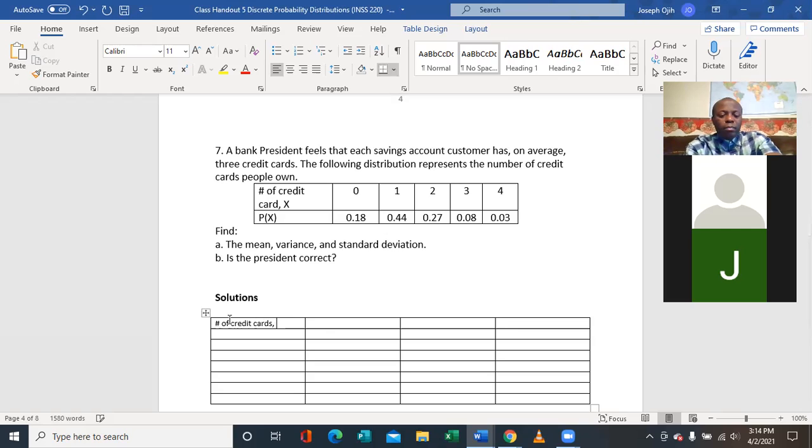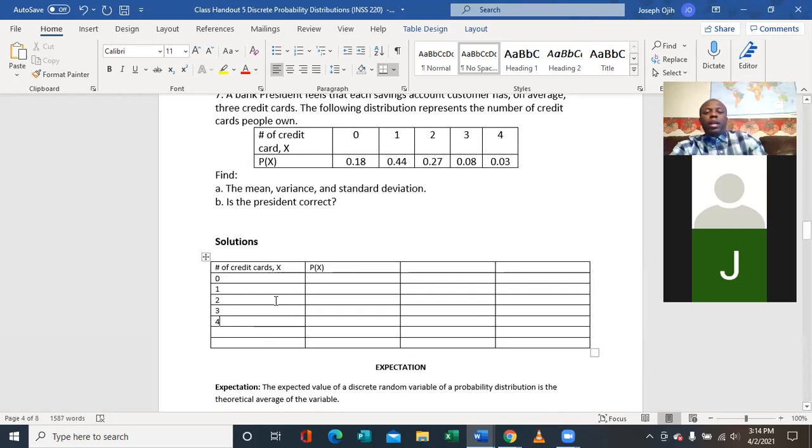Okay, which is our x, probability of x, just P(x). It was given: 0 credit cards, 1 credit card, 2 credit cards, 3, and then 4, according to the bank's data. For no credit card, we have a probability of 0.18. 80% of them have it.